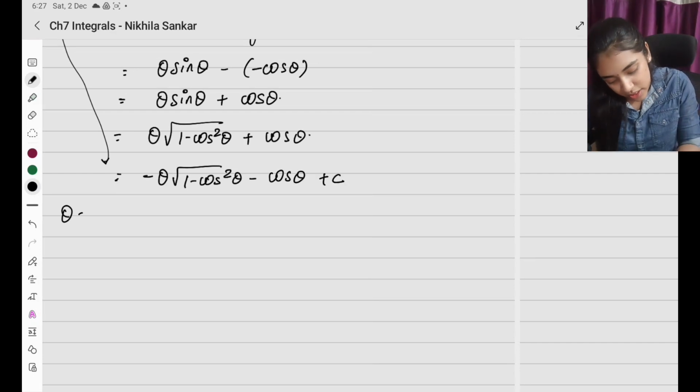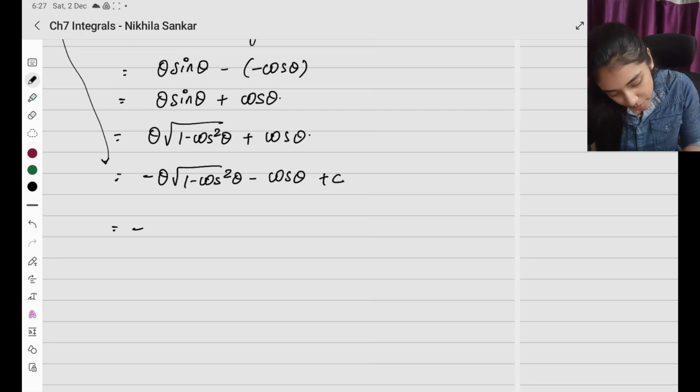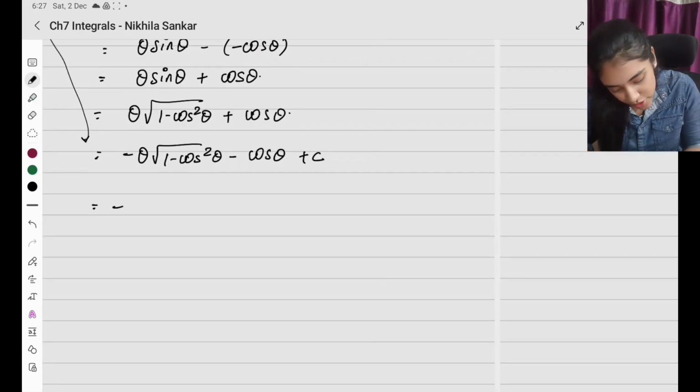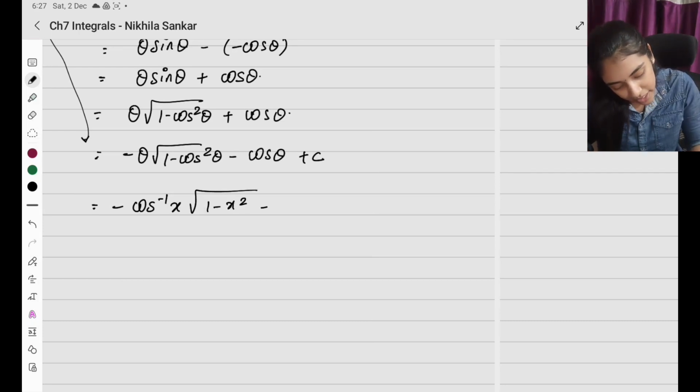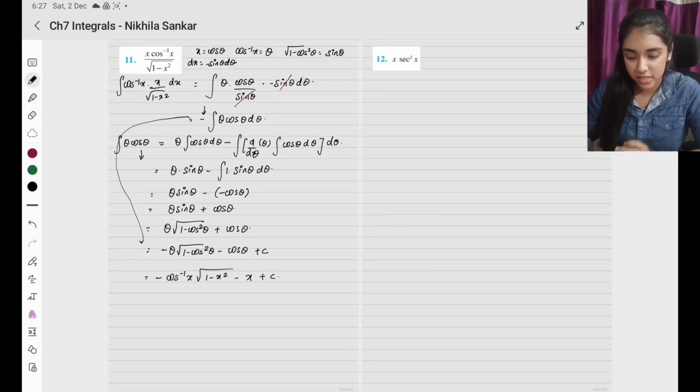Now when I substitute for theta and cos square theta, what happens? On substitution, this is going to be minus. Theta is nothing but cos inverse of x. So cos inverse of x times square root of 1 minus x square, minus cos theta, which is again going to be x, plus c. This is my answer. Okay, please copy.